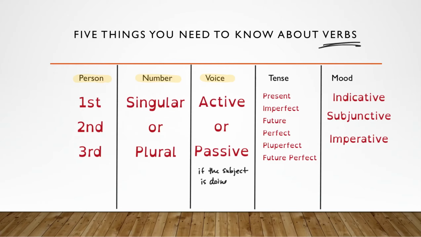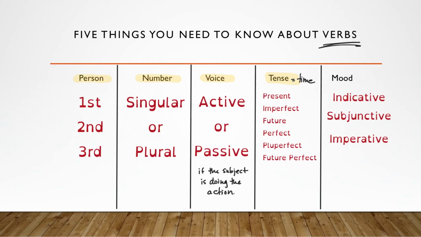The piece that we're definitely going to be looking at is tense. Tense equals time. Just remember that. Tense equals time. And there are a few different options for this. We have present, imperfect, future, perfect, pluperfect, and future perfect. So we're just going to look at these one at a time and show how they work in our code.